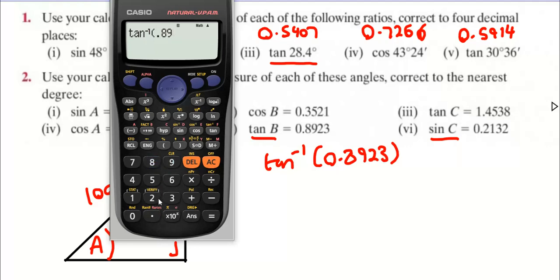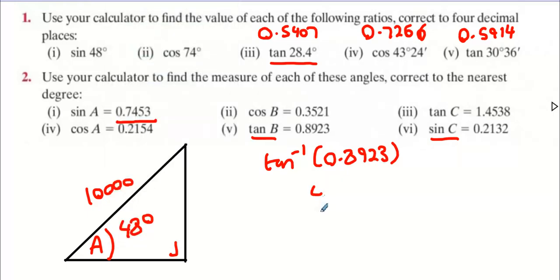To the nearest degree. Who got 42? Okay. And the last one. You need a calculator? Alright, you alright? Who got sine inverse 0.2? What you got? Sine inverse 0.1232. Who got 12 degrees? All right.